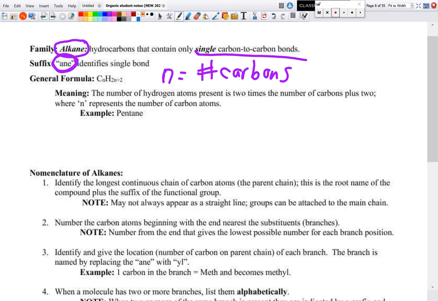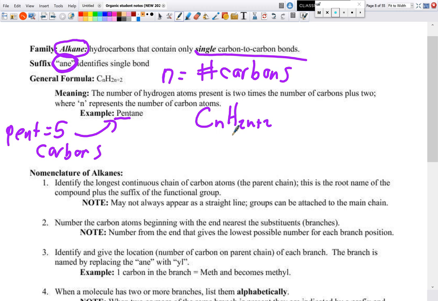As long as you have a name, like pentane, we know pent is equal to 5 carbons. So if we want to figure out the chemical formula for pentane, we go CnH2n+2, C5H, 2 times 5 plus 2, and we end up with C5H12. So that's the easy way to figure out the chemical formula. You don't need to look them up every single time, as long as you know the prefixes, the root names: meth, eth, prop, but, pent, hex, hept, oct, non, and dec, you can figure out the chemical formula.